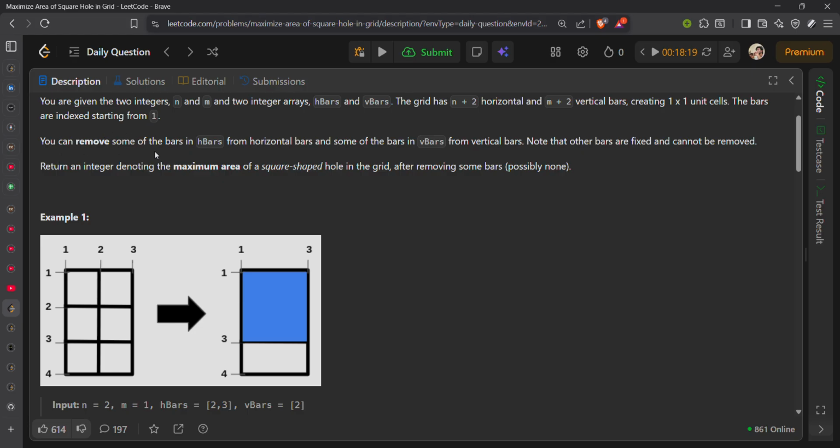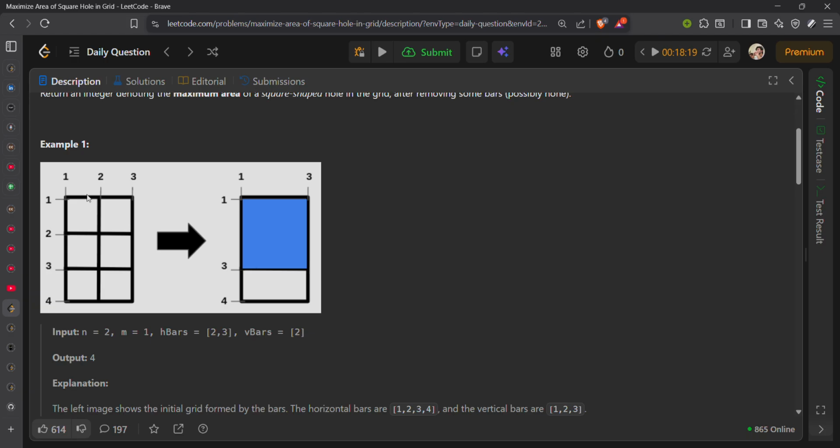You can remove some of the bars in h bars from horizontal bars and some of the bars in v bars from vertical bars. Note that the other bars are fixed and cannot be removed. Return an integer denoting the maximum area of square shaped hole in the grid after removing some bars. Basically, for this given grid, we cannot remove the topmost and the bottommost bar, and the leftmost and the rightmost.